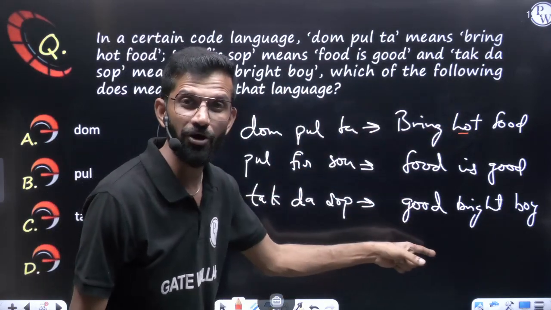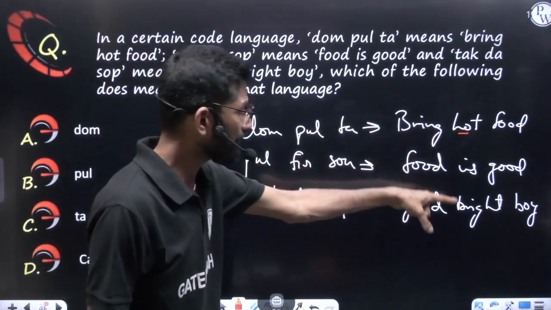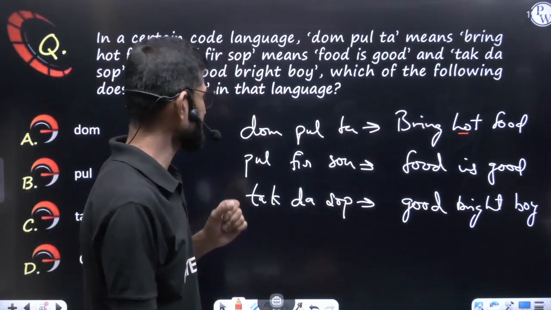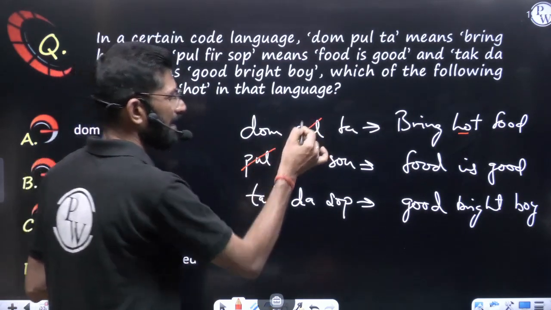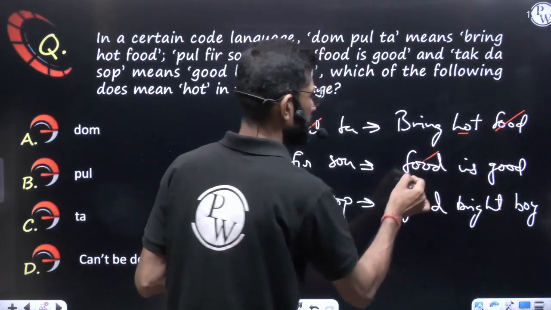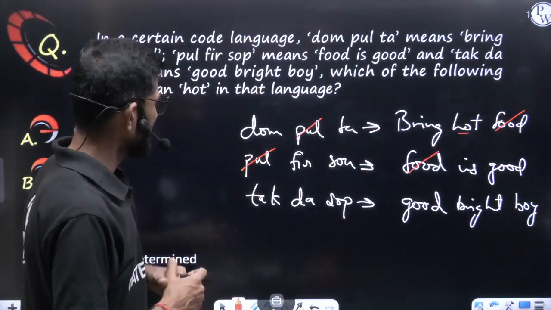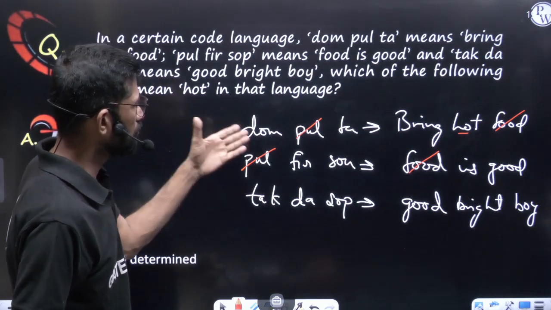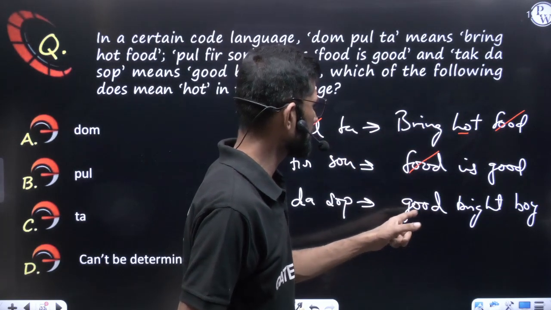If we had "hot" common somewhere else, then we could directly say what the code for hot is. But here you cannot find the word hot anywhere else. So it means we have to cancel. Let us compare and cancel. We already understood first and second both are having "pul" and both are having "food". So "pul" is the code for food. In first and last, anything common? No. "Dom ta", "takda sop", bring hot, good bright.